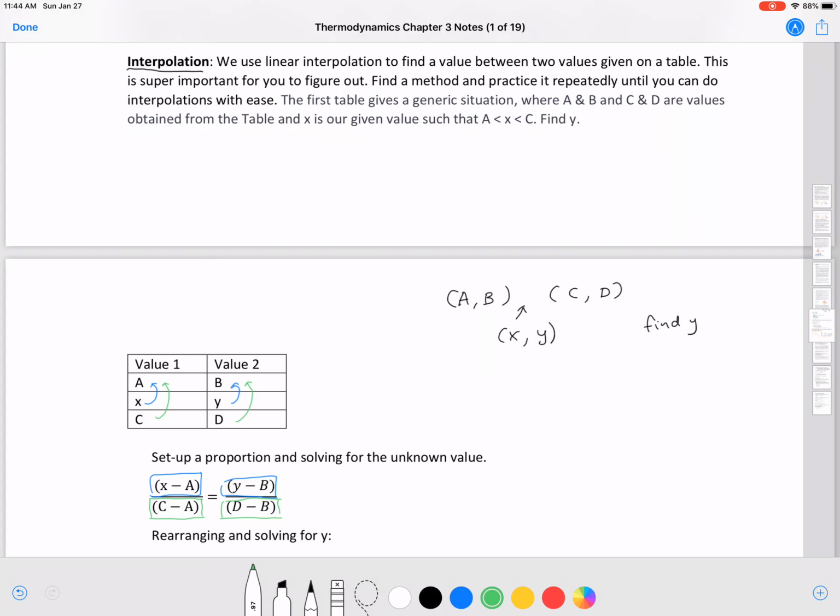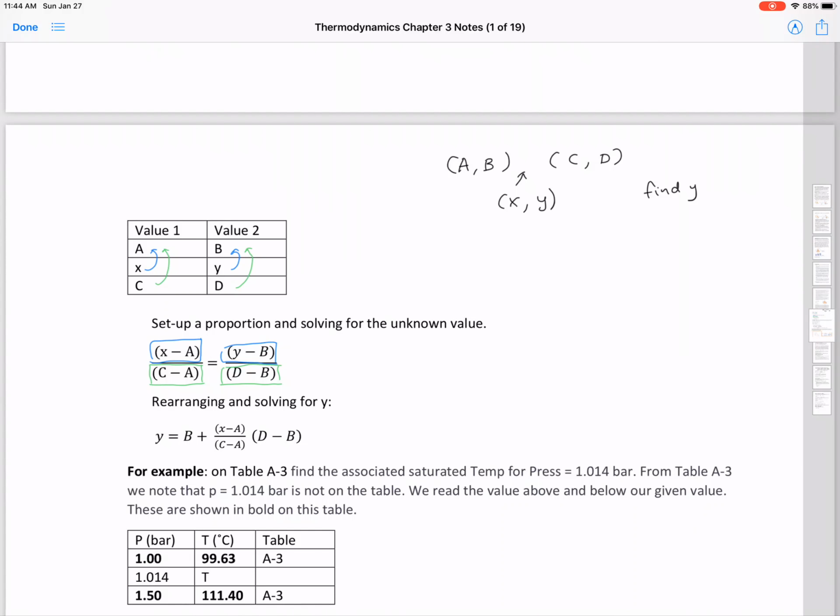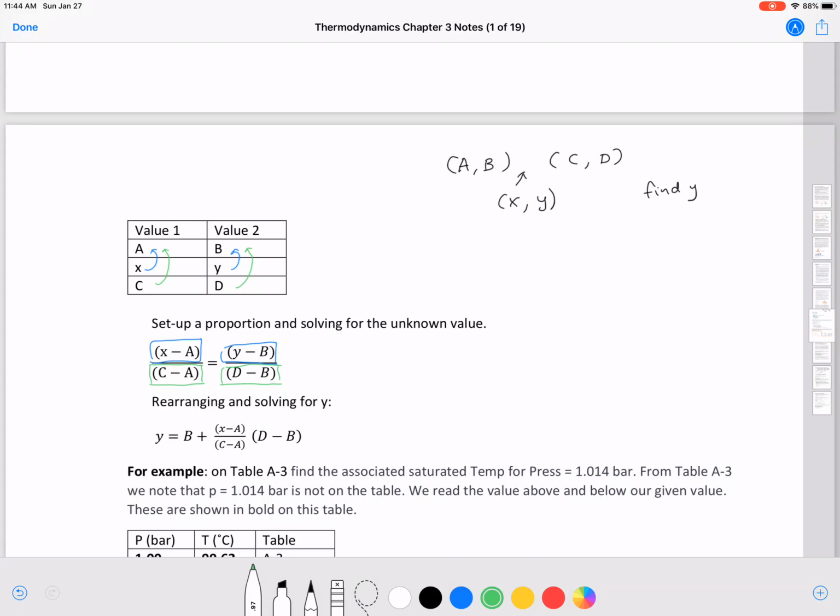So just rearranging that, I end up with Y equals B plus the ratio of X minus A over C minus A multiplied by D minus B. Maybe I should make these a different color to really stand out here. And then I've just separated my variables and added the B to the other side.